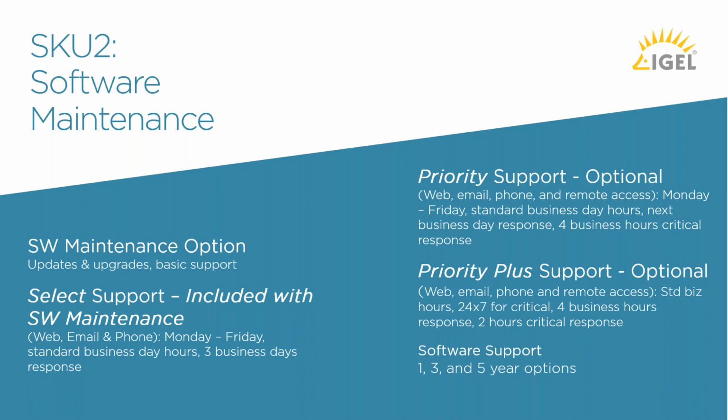Now, along with the upgrades and updates, with software maintenance, you also get support. Basic support, we call it select support, and that gives you the ability to call in issues. It gives you web, email, and phone support. You get a basic response within 3 business days. It's your basic ground level support, if you will, but you get that with maintenance at no extra cost.